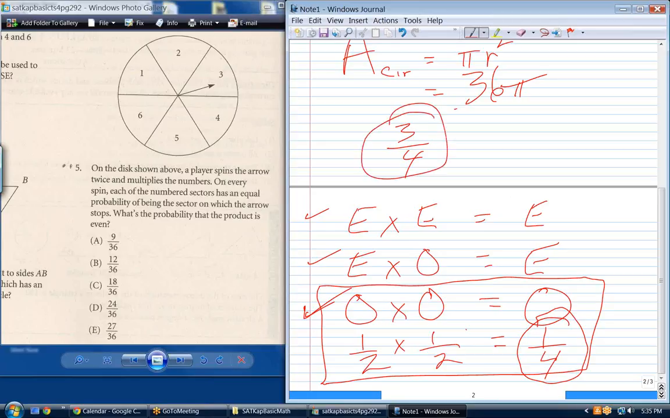Which answer is 3/4? The even. Which answer? A, B, C. D. No. E. Yeah. E, you divide top and bottom by 9. You get 3/4.